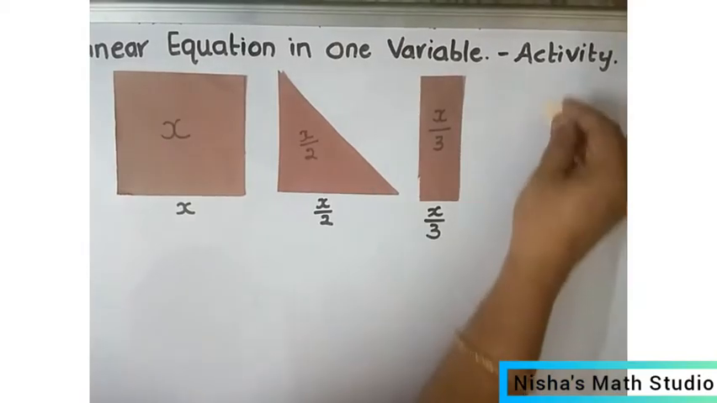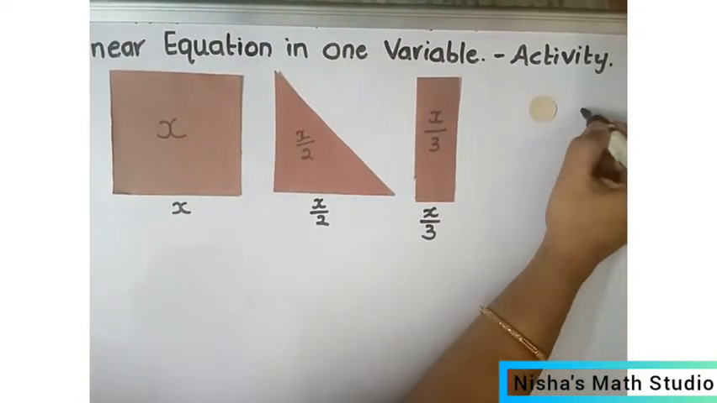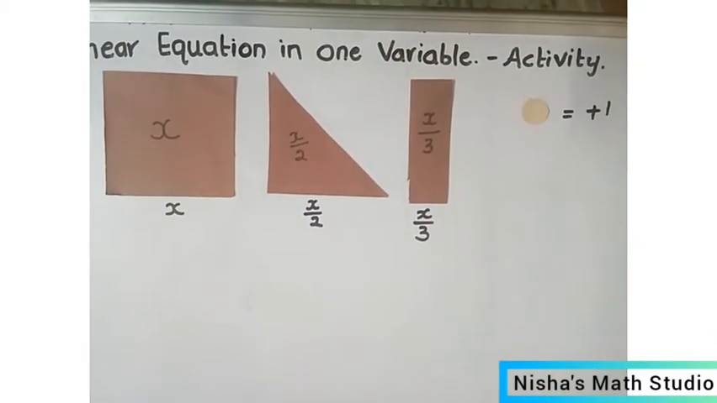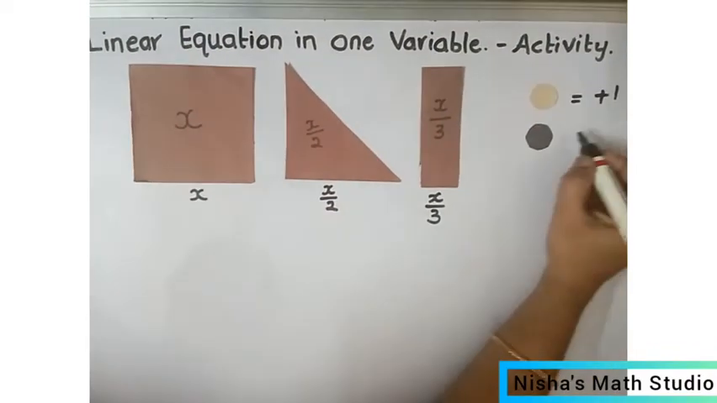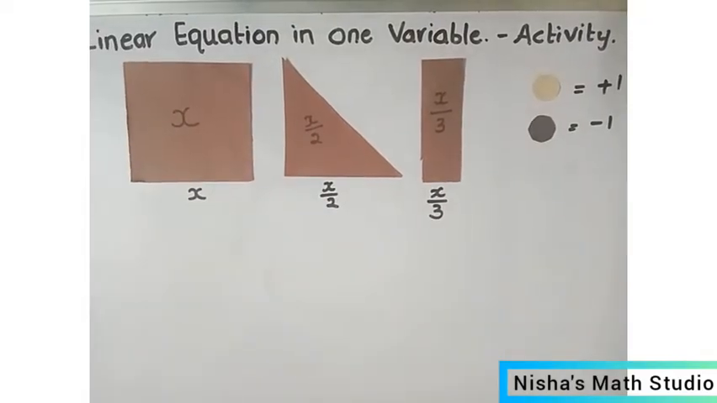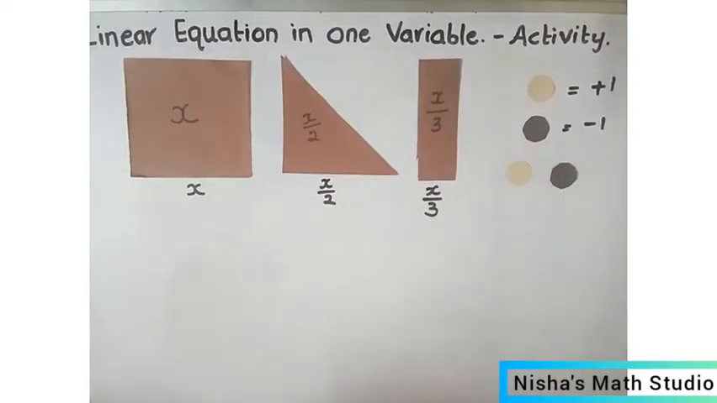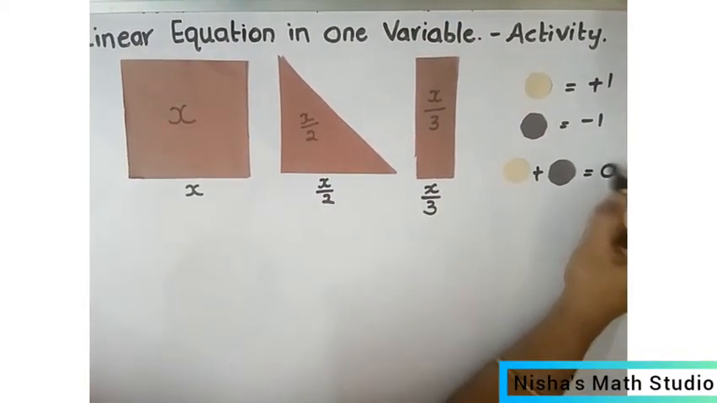Apart from this, I am going to take some white color counters. Let this represent +1 and some black color counters which represents -1. Now, this one plus this one, that is +1 minus 1, becomes 0.